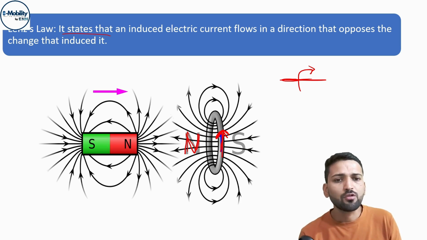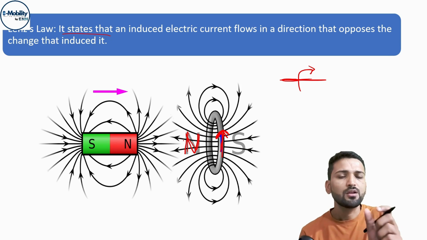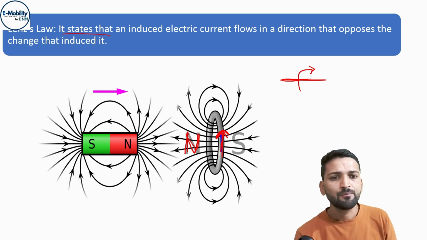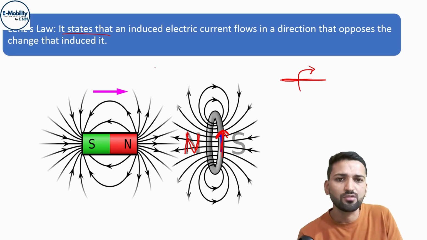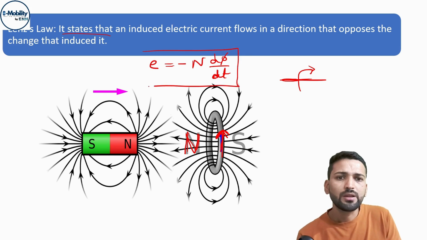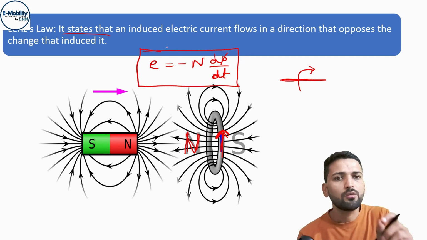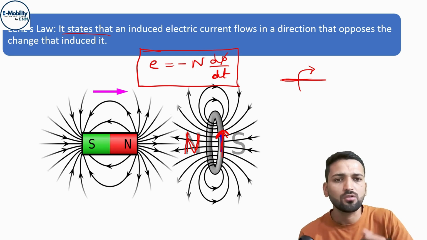So the purpose of generating north here is to repel the cause which itself is generating it. So it will always repel the cause, or it will always oppose the change that induces it. So now the complete expression for EMF induction is: EMF = -N dφ/dt, with a negative sign. So the EMF generated will always be in a negative direction, negative in the sense of opposing the cause.